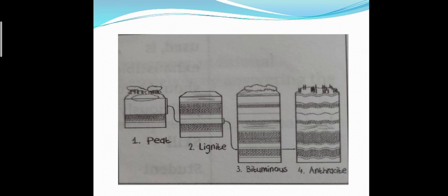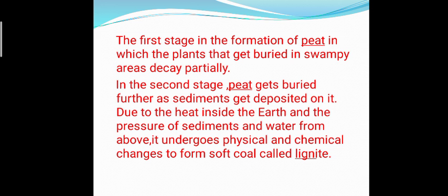We can see there are 4 stages in the formation of coal. The first stage is peat. In the second stage, lignite is formed. Third one is bituminous coal and fourth is anthracite. So now see in detail.